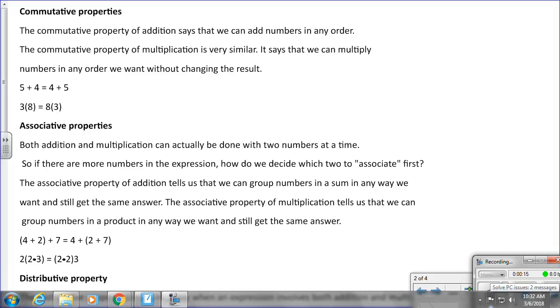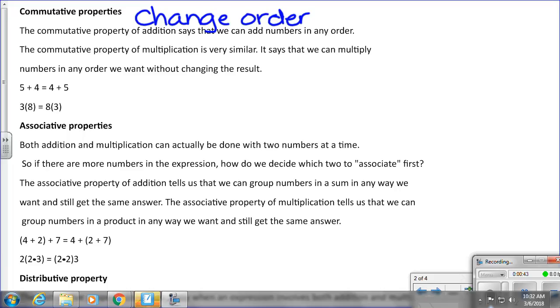A shortened way to remember this is that you can change the order. So this means you can change the order of the numbers, but you would still get the same answer. Our two examples are 5 plus 4. That would equal the same amount as 4 plus 5. Notice that we also have it with a multiplication problem. 3 times 8 is the same as 8 times 3.